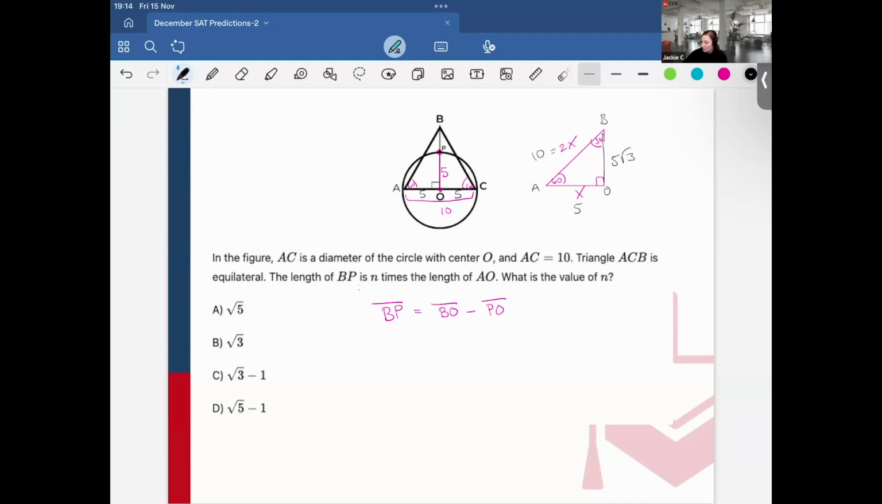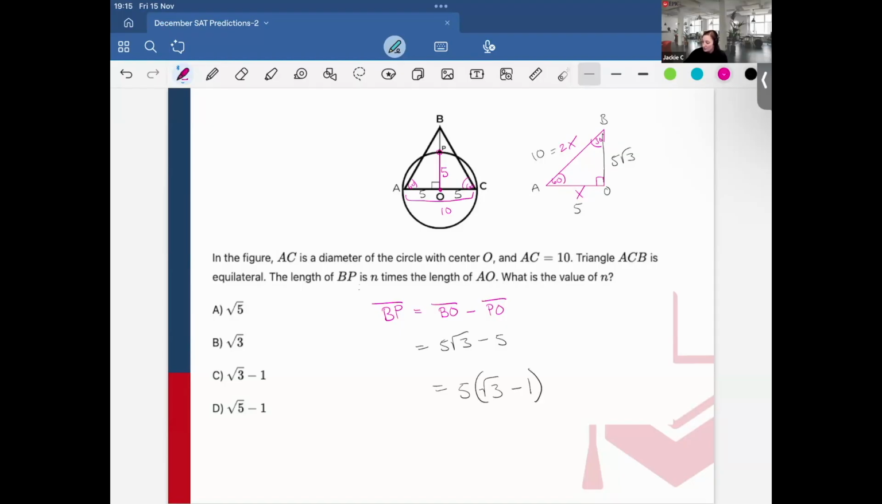And I have what BO is, right? We know BO, it's 5 root 3, minus PO, the radius, which is 5. And another way to see that, they each have 5 in common. I can factor this out. So this would be root 3 minus 1.